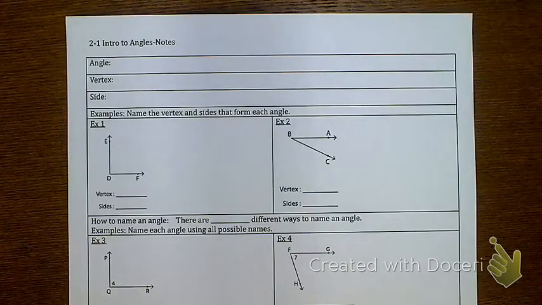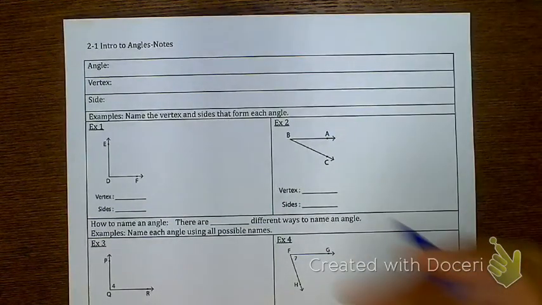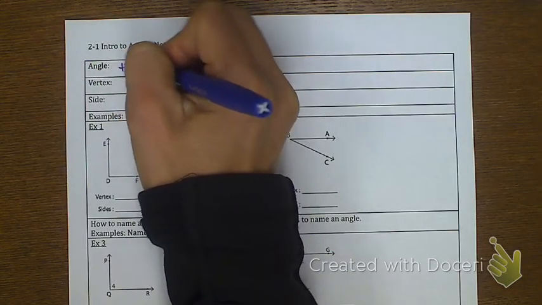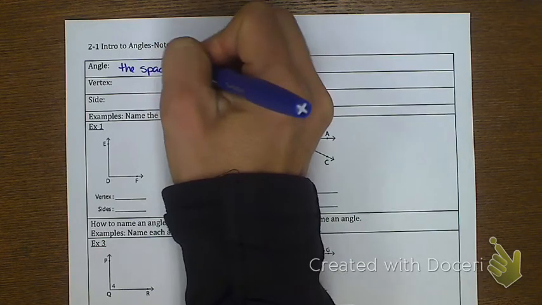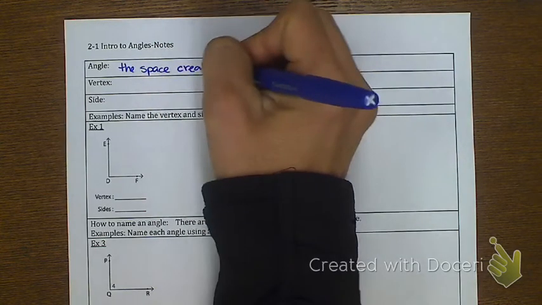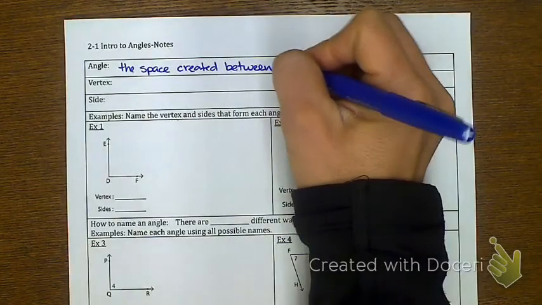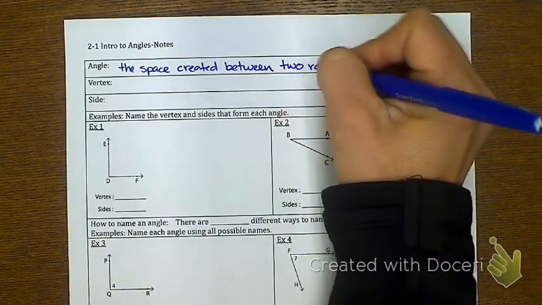Okay, so in our next chapter, we're going to be learning about angles and doing some work with angles and problems involving angles. So what exactly is an angle? An angle is the space created between two rays sharing a common endpoint.